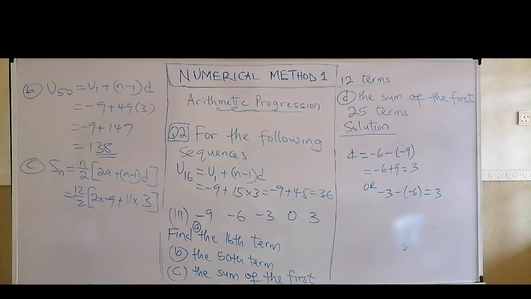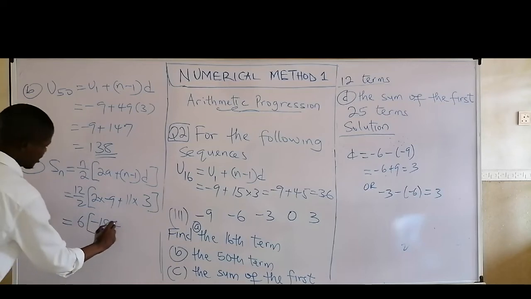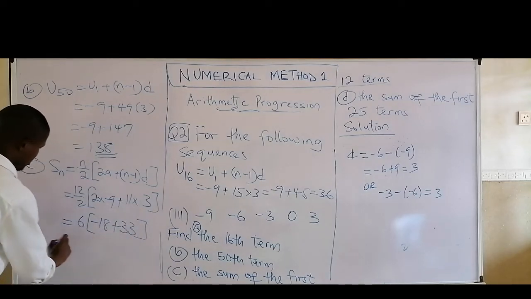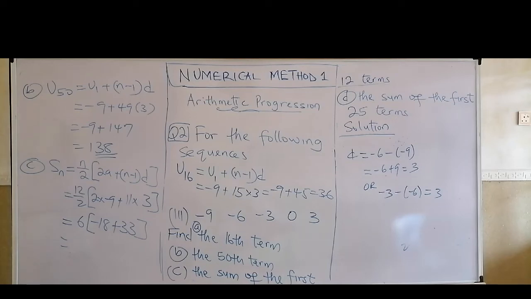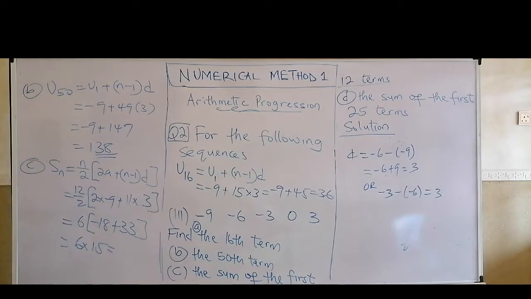Then make your substitutions. Then will be 12 over 2, that's 6 into bracket 2 times minus 9, that's minus 18. Okay. Then plus 33. Okay, and that will be equal to minus 18 plus 33. That's 15. That's 6 times 15, that's 90.